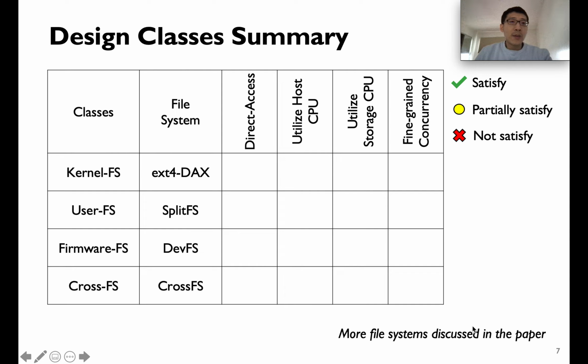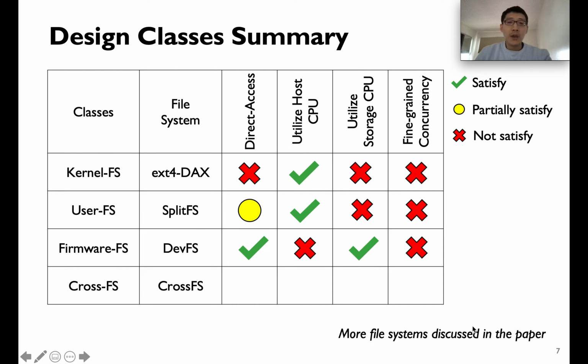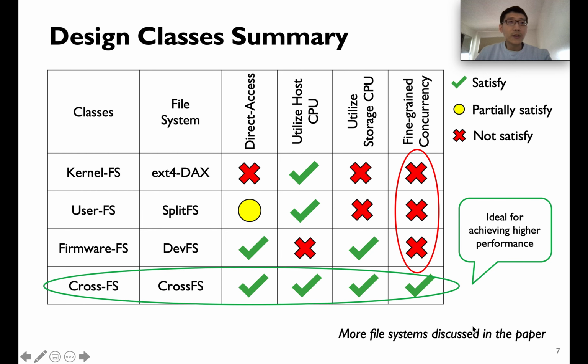However, there are several limitations. The kernel FS suffers from high system call overheads and cannot utilize storage-level compute resources. User FS provides direct access for data plane operations, but the storage-level compute is not utilized. Firmware FS provides direct access, but it cannot utilize the powerful host CPU at all. None of the above systems satisfy fine-grained concurrency control. CrossFS satisfies all of those four properties.